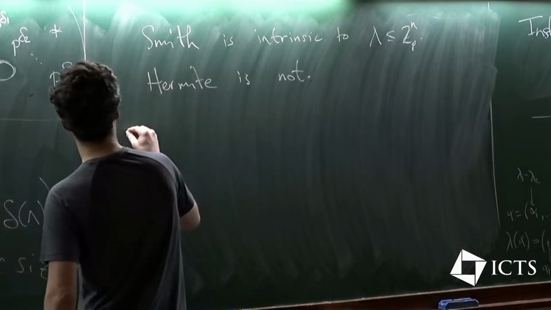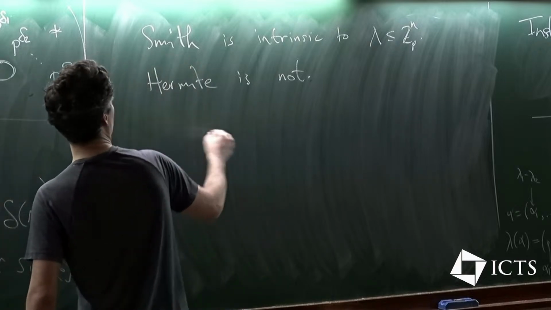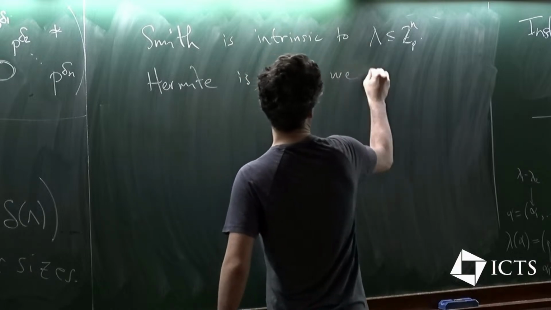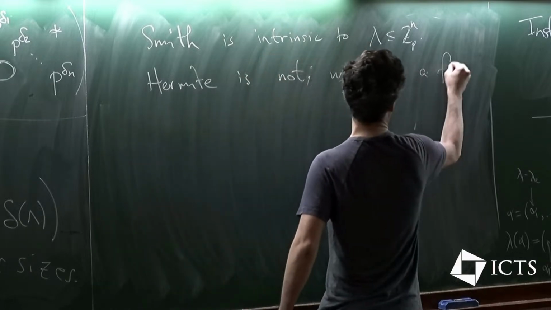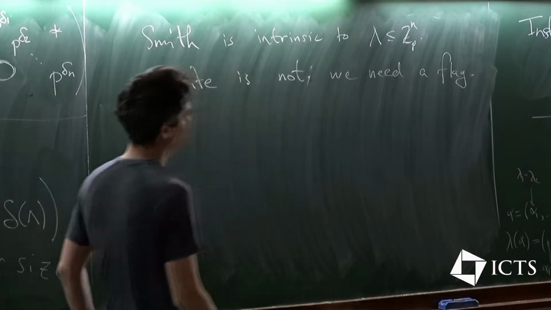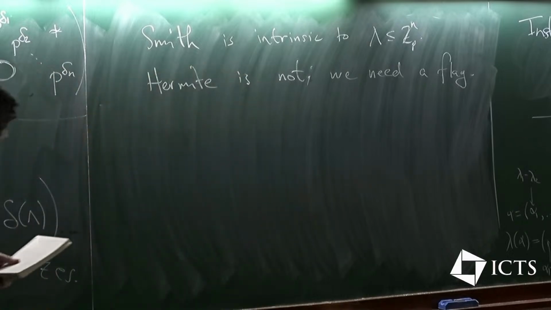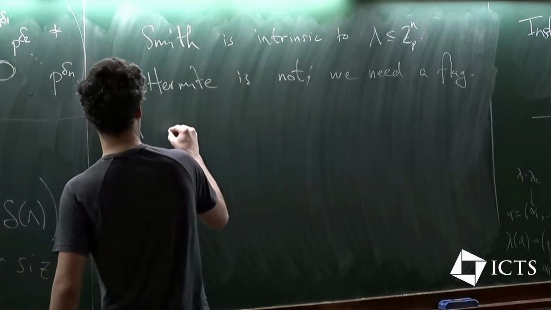Okay? We don't need to choose a basis to get Hermite, though you could to get it. Instead, what we need is a flag, a particular flag. We need a flag. Okay? Well, let me tell you what kind of flag we need.